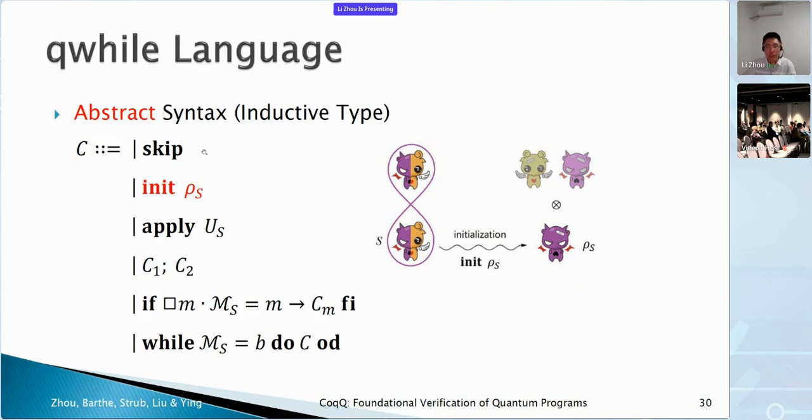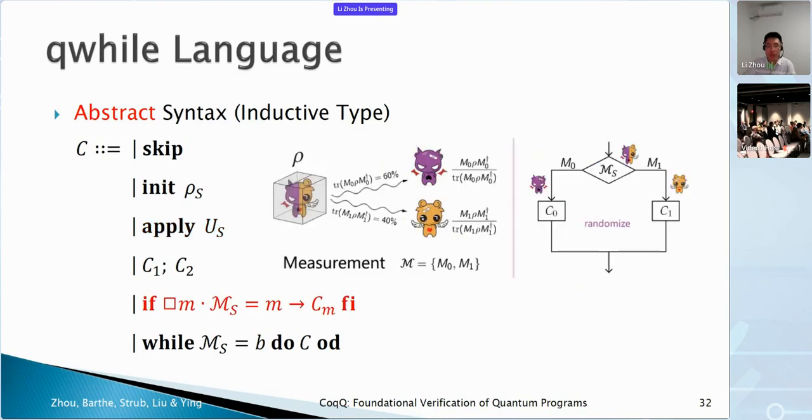The abstract syntax consists of skip, the command that's doing nothing, the initialization which resets the subsystem to a given state, the unitary transformation U on some subsystem S, the sequential composition, and the if and the while statement with a quantum measurement as a guard. For if and while statement, we first perform the quantum measurement M to subsystem S and obtain the classical output. Then we choose to execute the branch according to the classical output. Note that a critical difference to the classical statement is that the measurement in the guard will change the state before executing the branch.